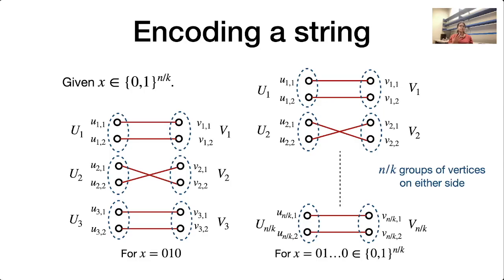The next step is to extend this encoding to any string. So if the string is of length n over k, we're going to use 4n over k vertices to encode this string. For example, if this string was 0, 1, 0, we're going to have 3 different sets of 4 vertices each, where each set encodes 1 bit. The first group, U1 and V1, encodes bit 0, U2 and V2 encodes bit 1, and U3 and V3 encodes bit 0 again. And this can be done for any length string.